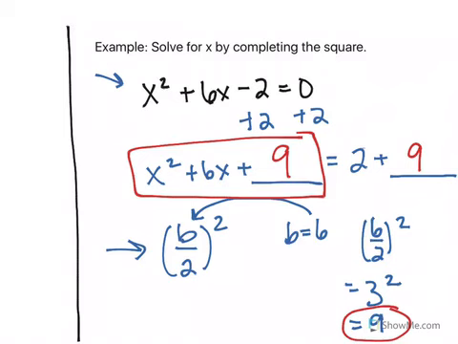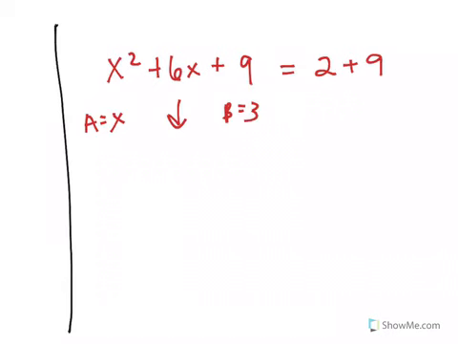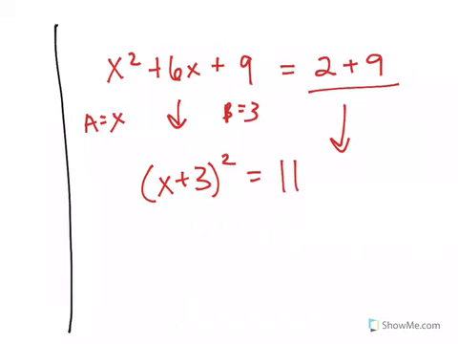That means that we can use the perfect square trinomial rule that we learned back in Unit 5 to rewrite this. So let's look at what we do. x squared plus 6x plus 9 equals 2 plus 9. We've got a equals x and b equals 3. So our perfect square trinomial rule says x plus 3 squared. And on the right, we just add this together, bring it down, so we have 11.